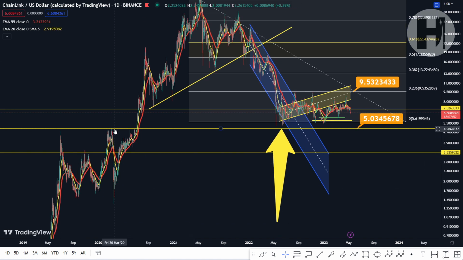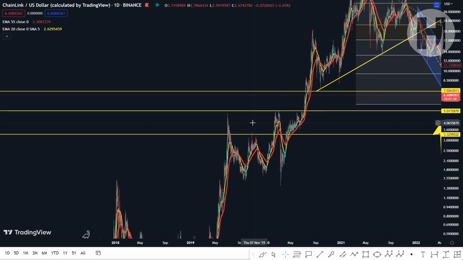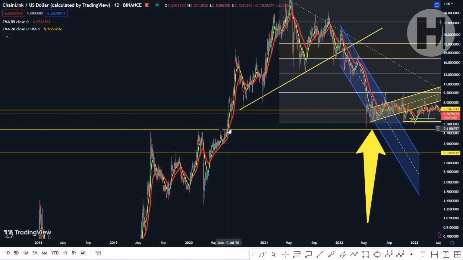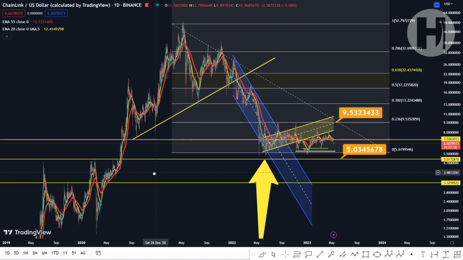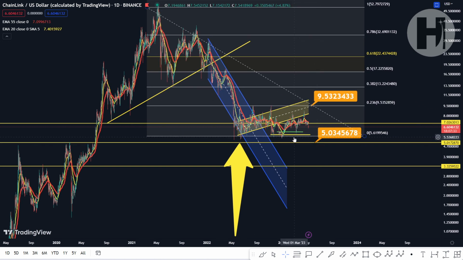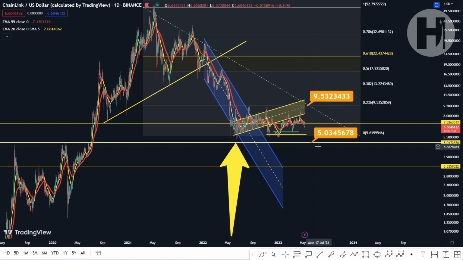For example, this previous resistance at $5. We've retested it back in February of 2020. We had another back test in June of 2020. Then we broke above in July, and since then we've never really retested that level as support. And right now we're coming down to do exactly that.